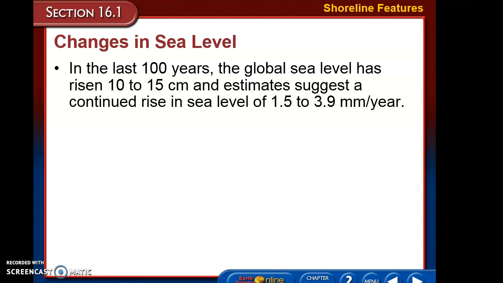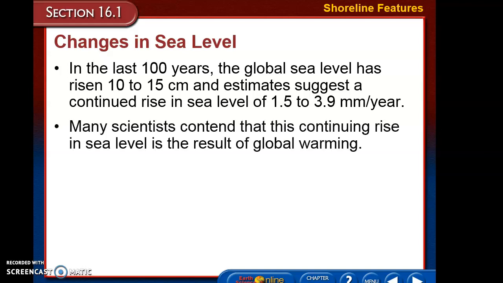One of the big issues that has been popping around is the whole idea of sea level change. It's a huge issue because if you're on a coast, that's going to change your world. If the sea creeps in, it's going to cause issues with your water supply. It's going to cause issues with your community being underwater. It's tourism issues, community issues. In the last 100 years, the global sea level has risen 10 to 15 centimeters, and it's estimated it can rise between 1.5 and 3.9 millimeters a year, which doesn't seem a whole lot, but when you're looking at your kids and your grandkids, it's going to be some changes. And we think that this whole change is due to global warming.